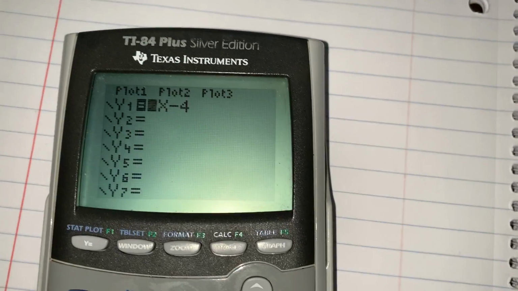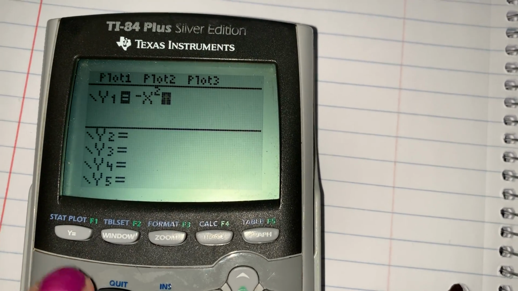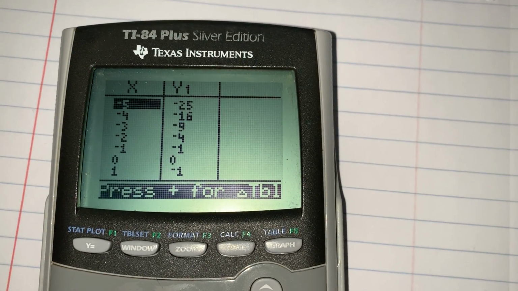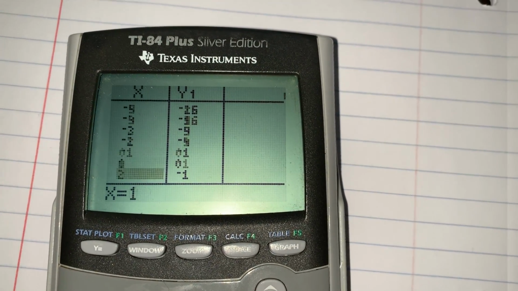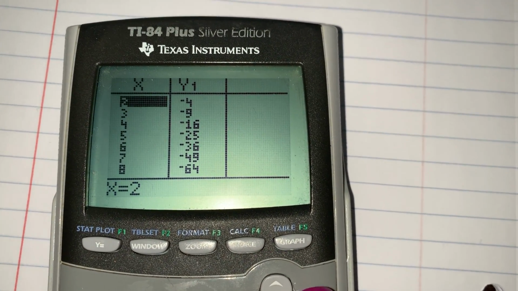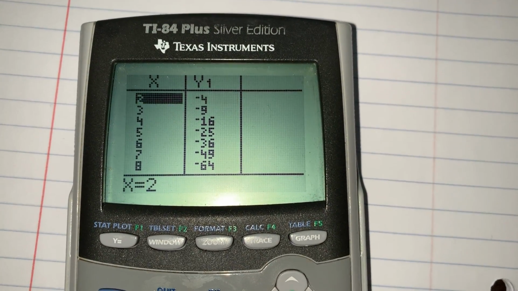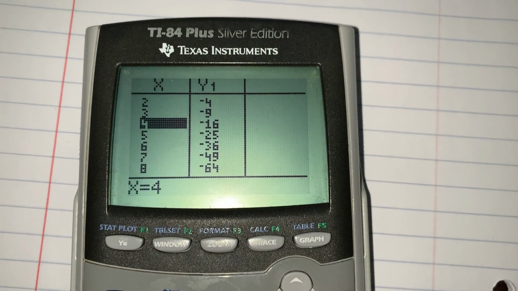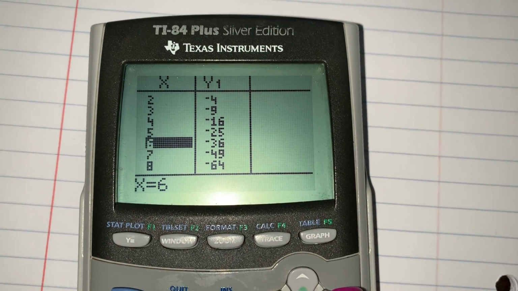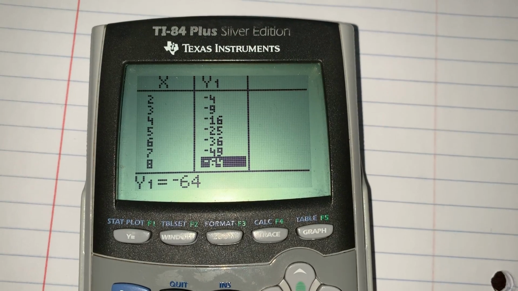So let's go over here and we'll put in now our -x squared, and we will go to our table. And now I have to locate the values in the domain, which is my x, 2, 4, 6, and 8. So I'm going to scroll down. I'll get the 2 at the top, and actually I get all of them in this same screen. So when x is 2, y is -4, so that's the first value of my range. When x is 4, y is -16, so that's going to be my second value. When x is 6, y is -36, and then when x is 8, y is -64.